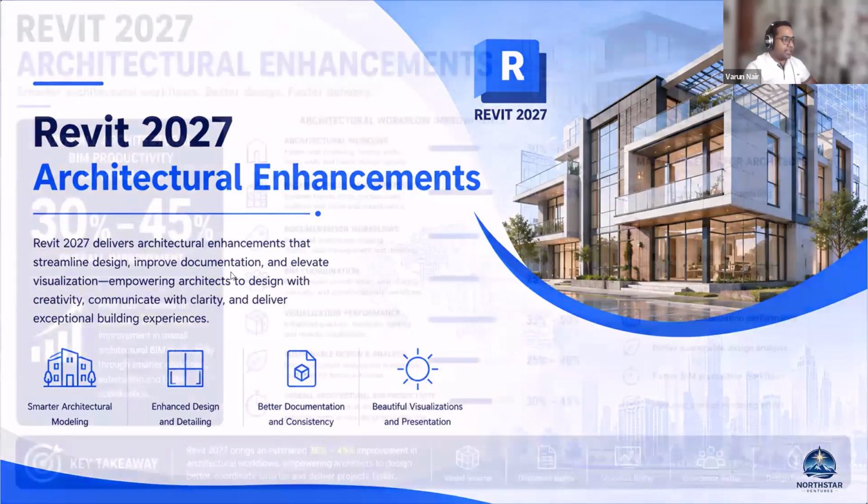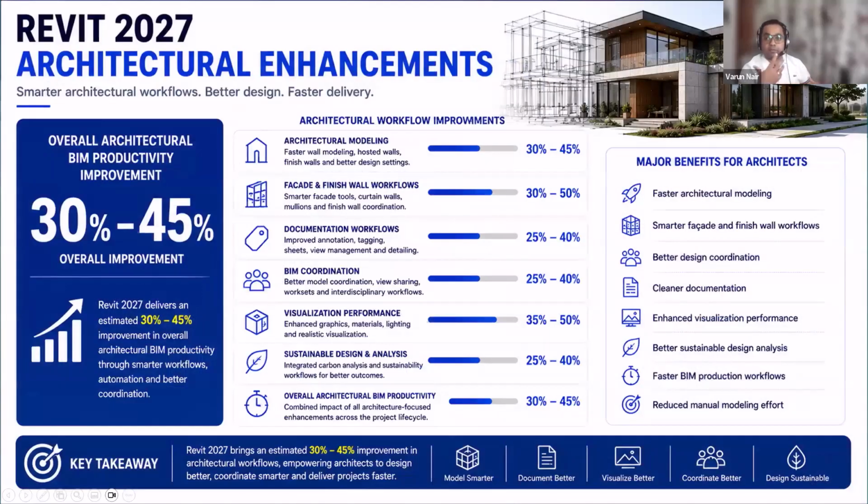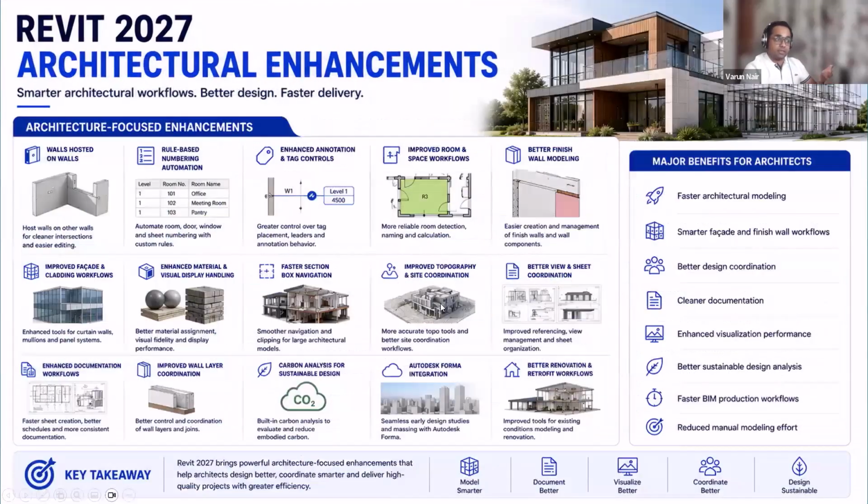In the architectural enhancements, it's estimated that almost 30 to 45% of enhancements have been made to this particular department. There are a lot of things that have been changed or updated. Most of them were actually in the beta stage for 2026, but now they've been implemented in the Revit software. The first thing that we would like to discuss is the room numbering.